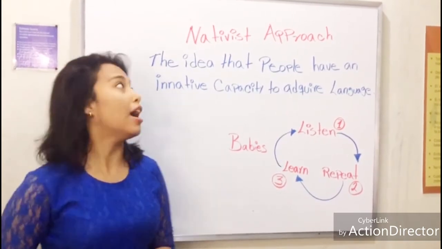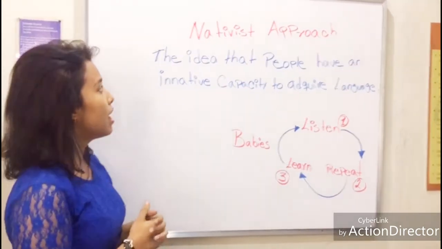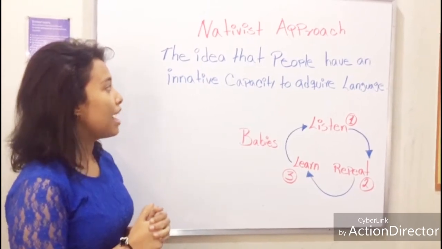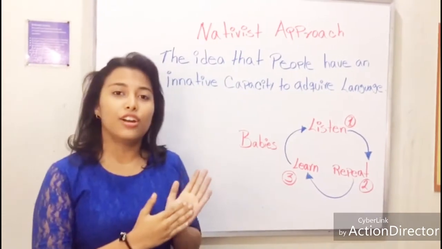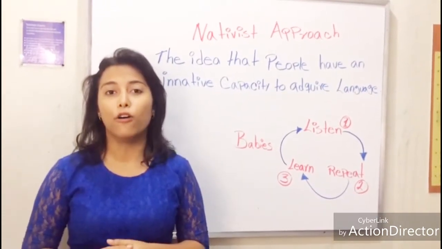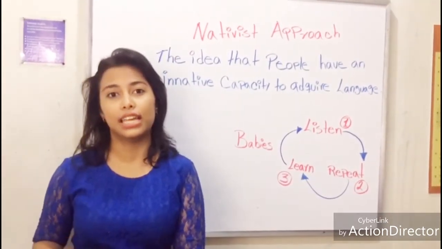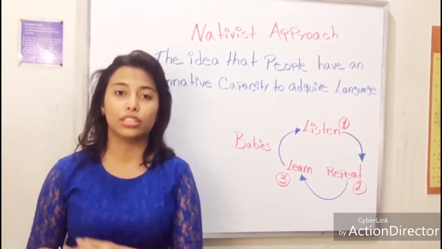In this video we are going to talk about first language acquisition. So I will start with the nativist approach: the idea that people have a native capacity to acquire any language. This theory explains the ability of children in their initial state to acquire any language.